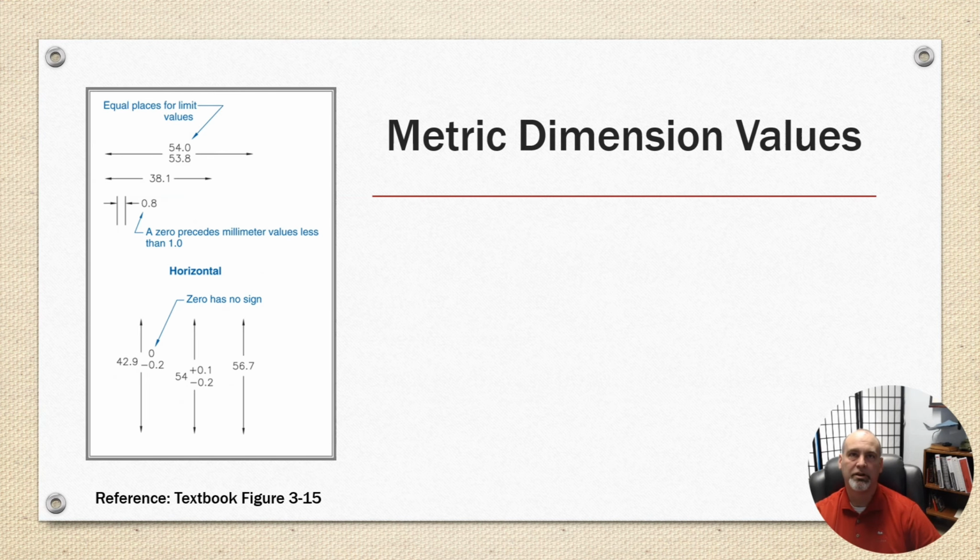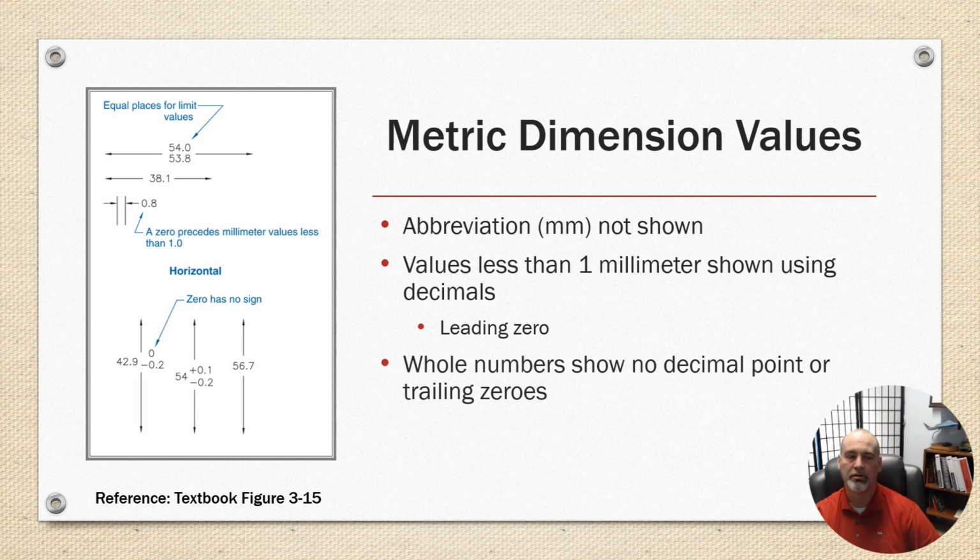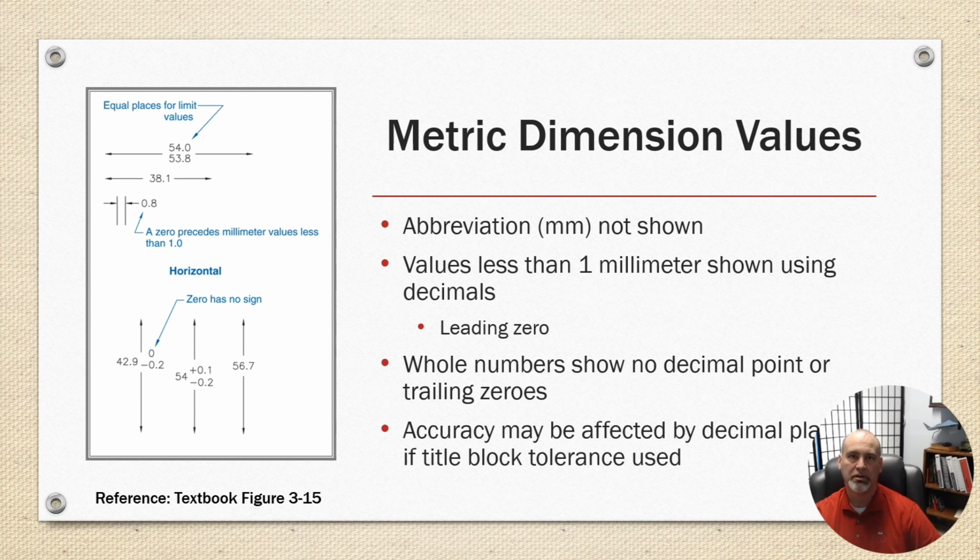Now on metric dimension values, the abbreviation mm is not shown. Values less than 1 millimeter shown using decimals have a leading zero, so you can tell a metric drawing immediately if it has a zero before the decimal point. Whole numbers show no decimal point or trailing zeros. And accuracy may be affected by the decimal places if the title block tolerances are used, just like in the inch system.